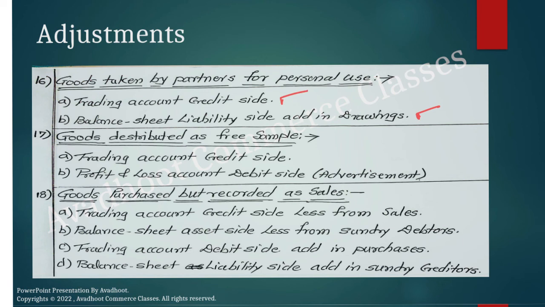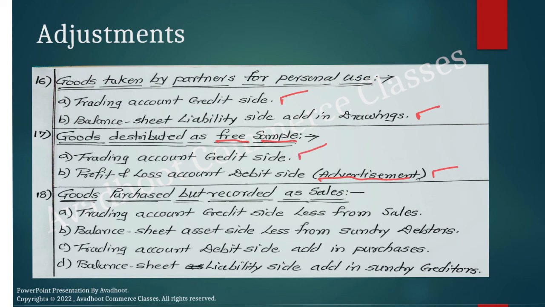Goods distributed as free sample. What does a company do? To sell a product, another product will be given as a sample. In that case, you distributed your goods for the main goods. It is called advertisement. Advertisement goes to the profit and loss account debit side. Therefore, we will write it to the profit and loss account debit side. And as we know very well, whatever may be the reason, when the goods go out, trading account, credit side.